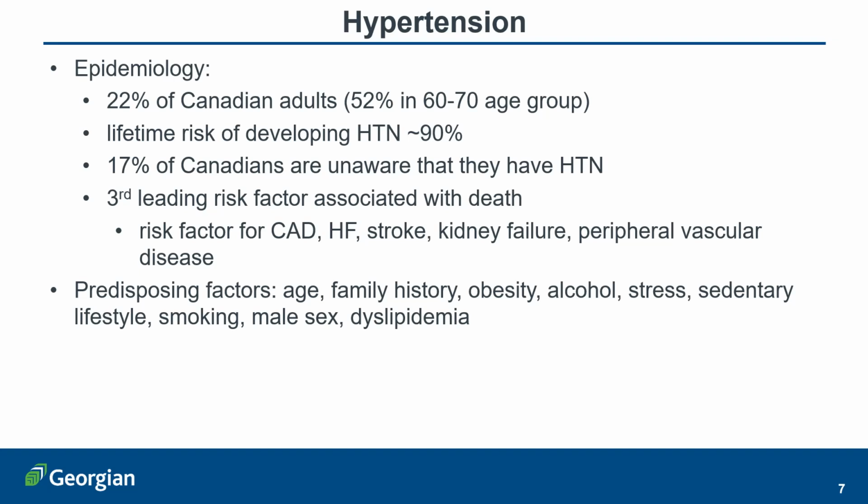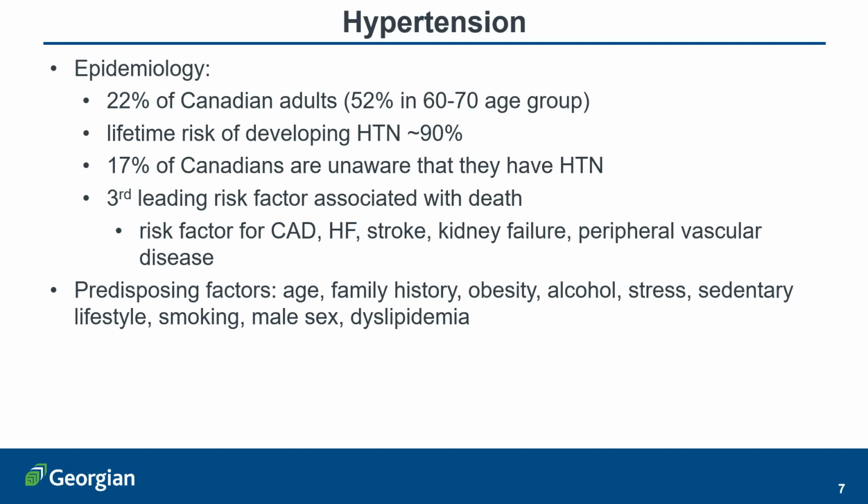Why is this bad? Because hypertension is the third leading modifiable risk factor associated with death. Hypertension is a risk factor for coronary artery disease, heart failure, as we saw, for stroke, as we'll discuss in the neurological disorders, for kidney failure, and for peripheral vascular disease that we also discussed.